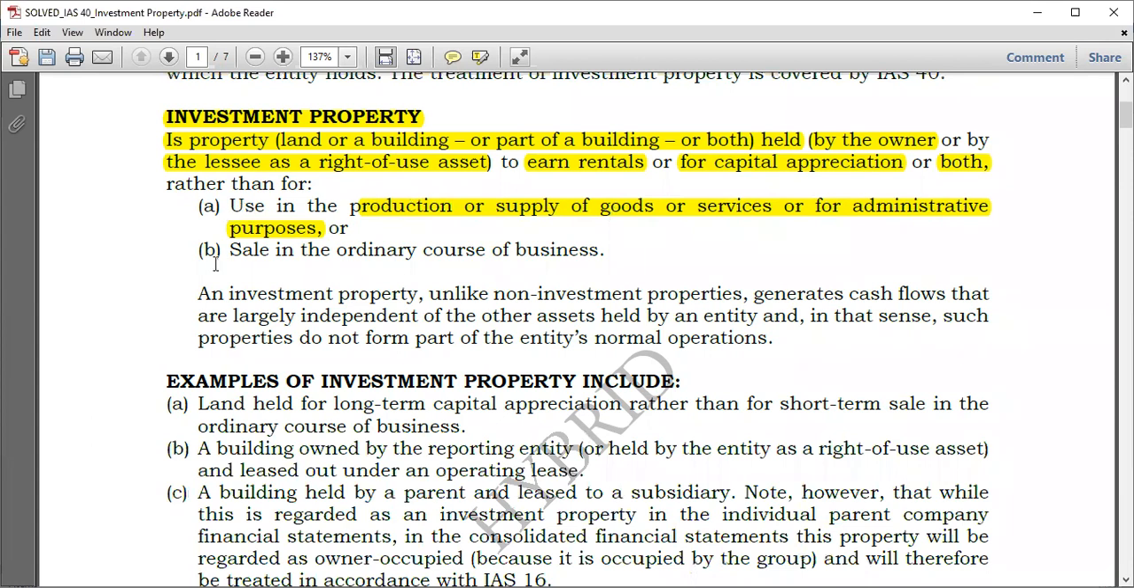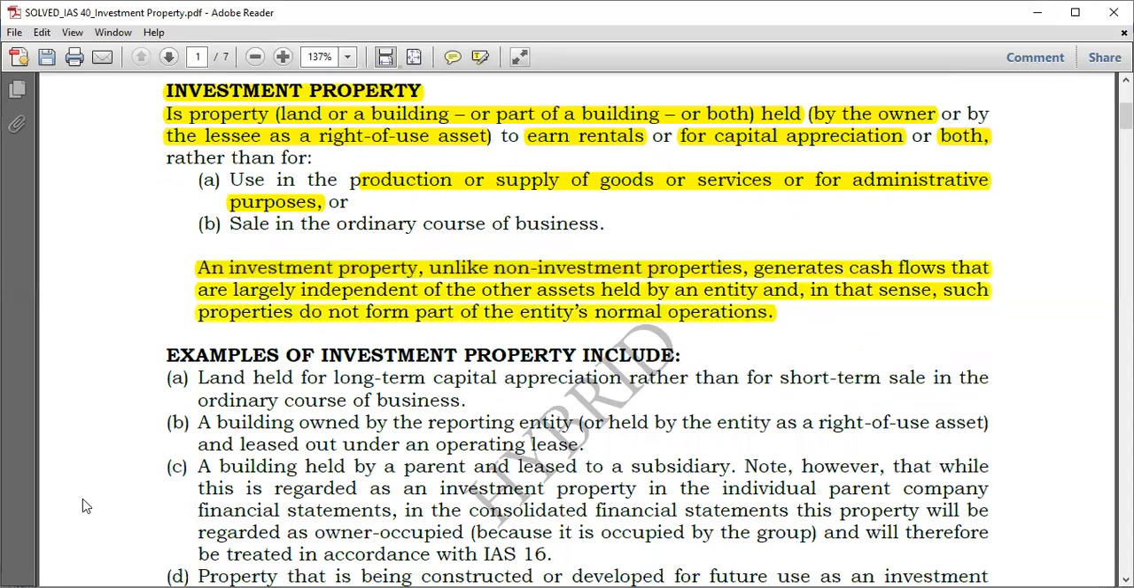All right, now we proceed and say that an investment property, unlike other properties, generates cash flow that is largely independent of other assets. I think we have spoken of it already up there. Held by the entity, and in that sense, such properties do not form part of the entity's normal operations. That's why it's not considered as part of business, but rather a separate investment.